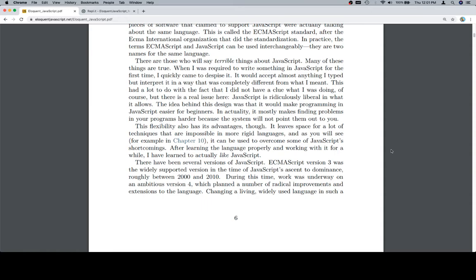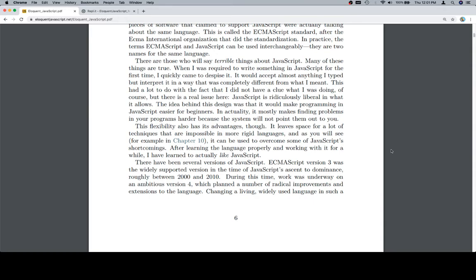It leaves space for a lot of techniques that are impossible in more rigid languages. As you will see, for example, in Chapter 10, it can be used to overcome some of JavaScript's shortcomings. After learning the language properly and working with it for a while, I have learned to actually like JavaScript.